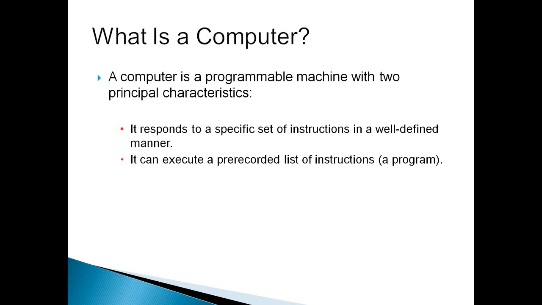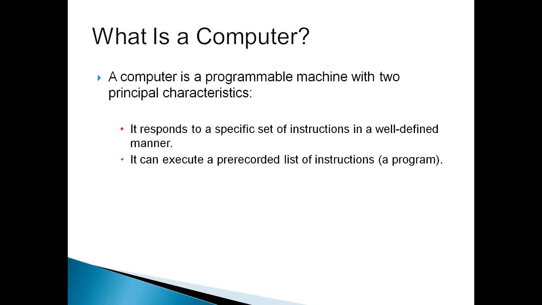input. But the main key definition is that a computer is a programmable machine with two principal characteristics. It responds to a specific set of instructions in a well-defined manner. It can execute a pre-recorded list of instructions that is called a program. Now, the thing is, a specific set of instructions in a well-defined manner.